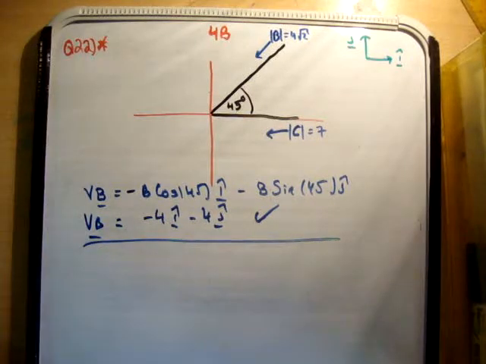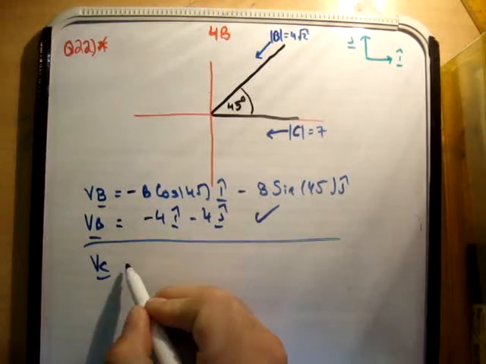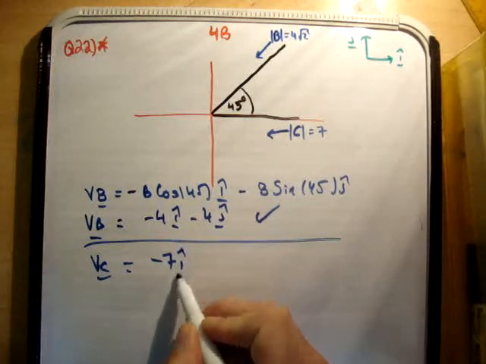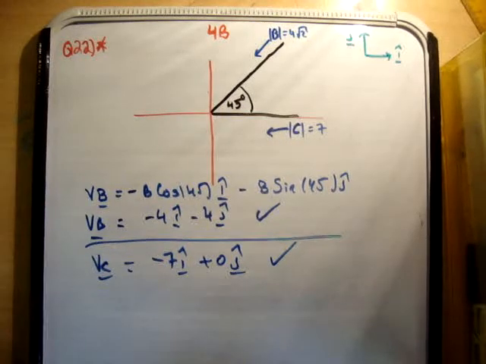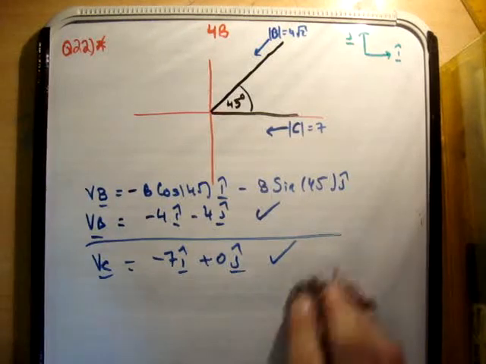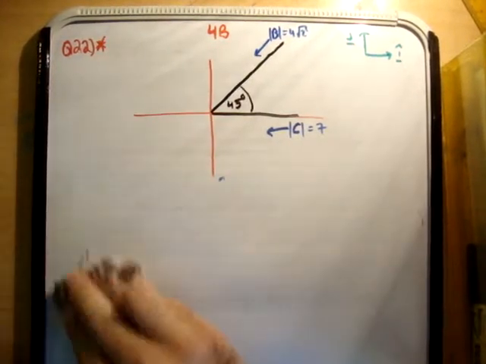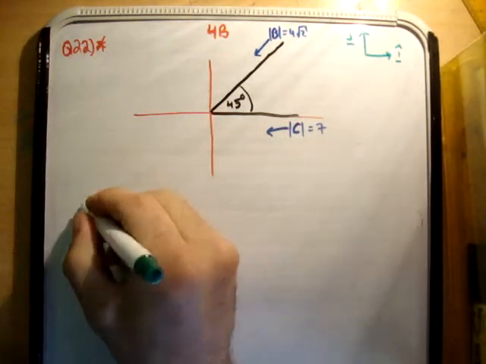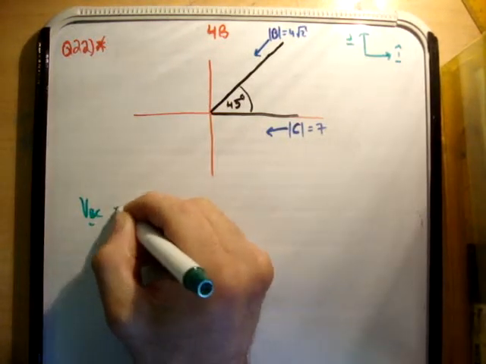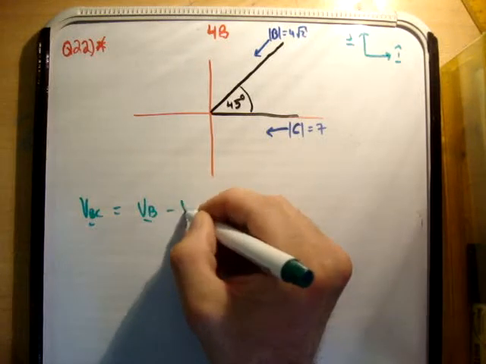That's going to be equal to the velocity of the bus. Next we want to get the velocity of the car. Now the car of course is just on the x-axis, or the i hat unit vector direction. It's going in the negative i direction, so Vc is going to be negative 7 i hat plus 0j. That's correct. And then we're going to get the velocity of the bus relative to the car. So VBC is equal to VB minus VC.